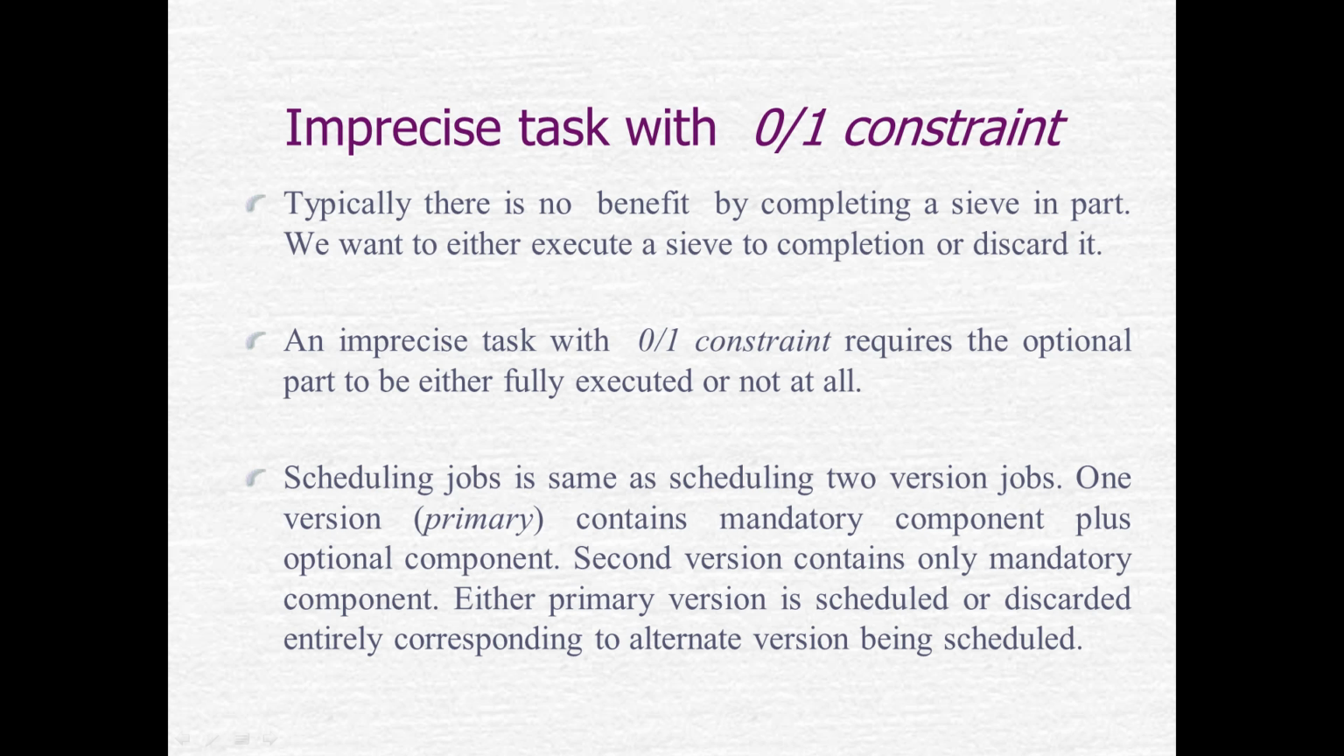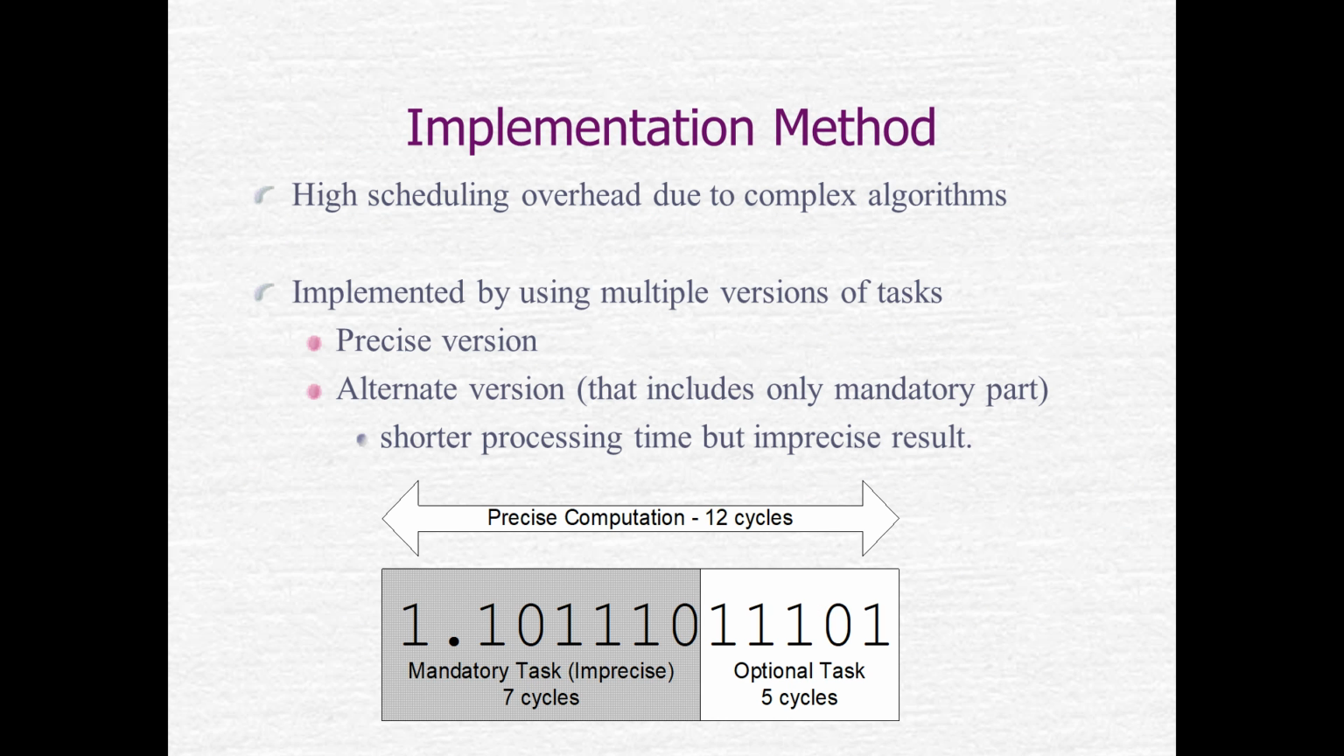An imprecise task with 0-1 constraint requires the optional part to be either fully executed or not at all. Scheduling a job is the same as scheduling two version jobs. One version contains the mandatory component plus the optional component. The second version contains only the mandatory component. Either the primary version is scheduled or discarded entirely, corresponding to the alternate version being scheduled. What does primary version mean? Either we will execute optional plus mandatory, or we will execute the mandatory task only.